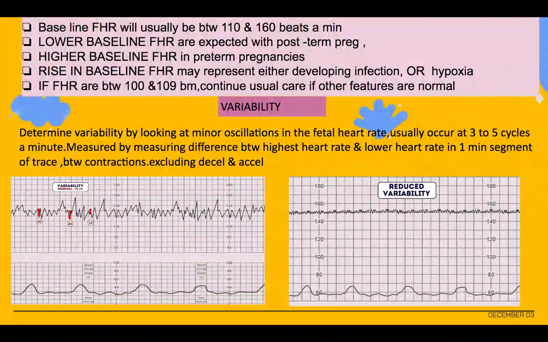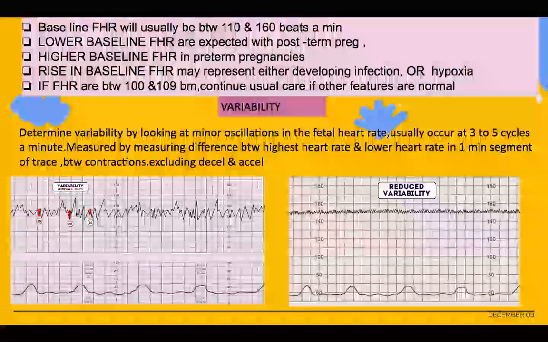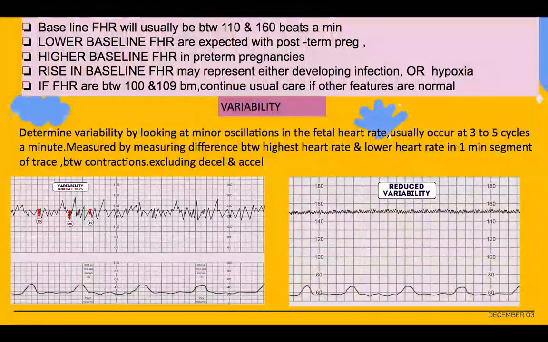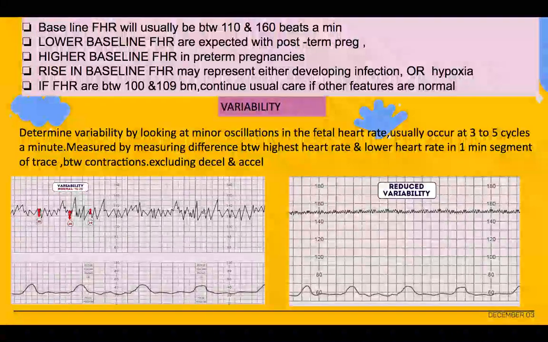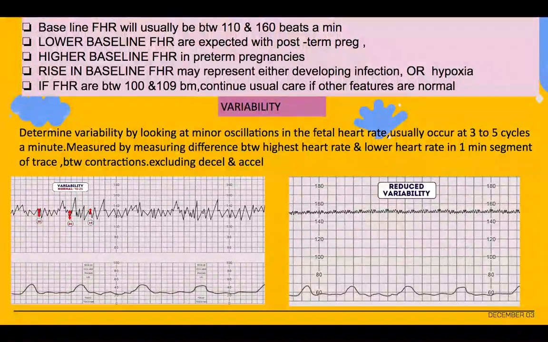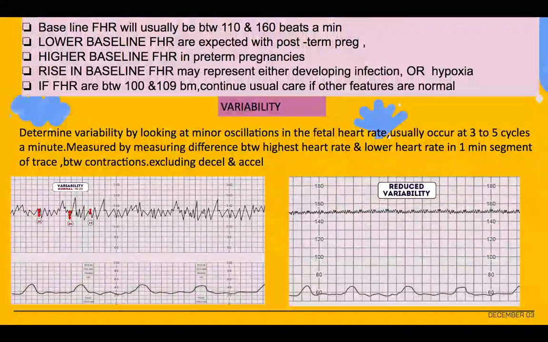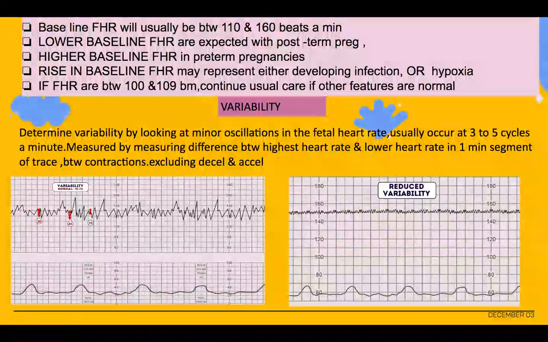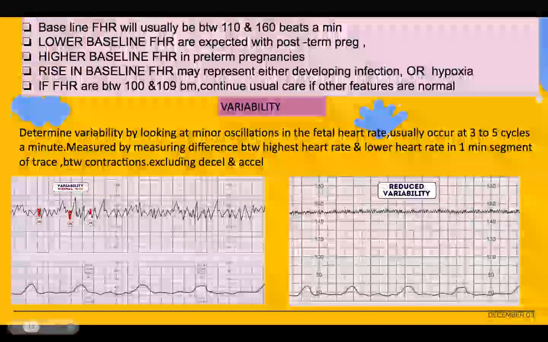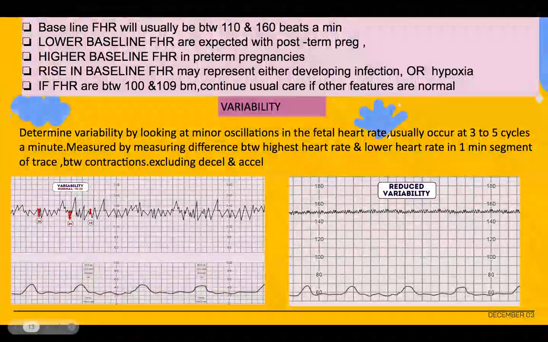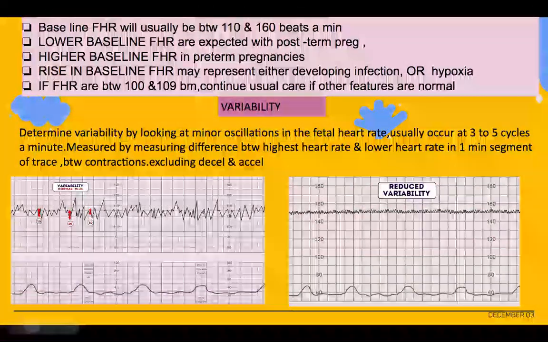Then comes the variability. Determine the variability by looking at the minor oscillations in the fetal heart rate, which usually occur at 3 to 5 cycles per minute, and measured by measuring differences between the highest heart rate and the lowest heart rate in a 1 minute segment of the trace between the contractions, excluding decels and accels. Let me explain it further. These vertical lines are showing the amplitude of the variability of the heart rate, right? So we will count from this line to this line.